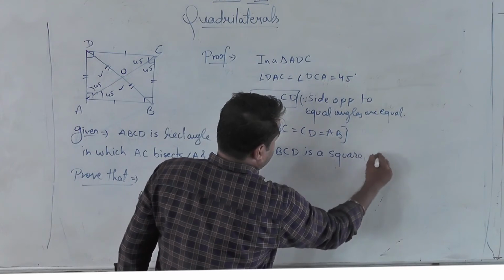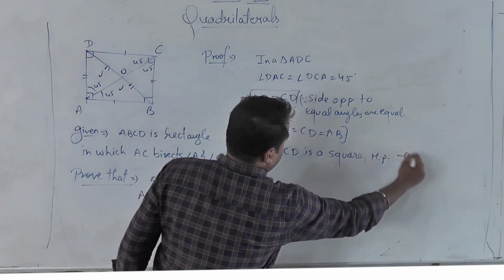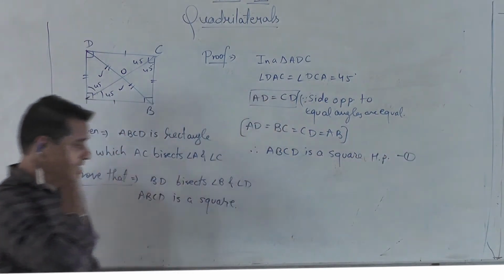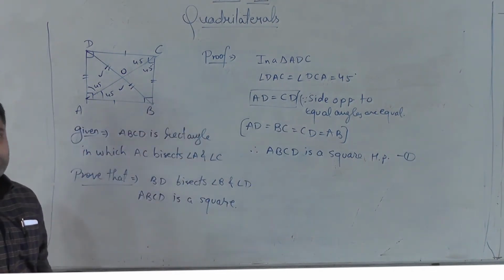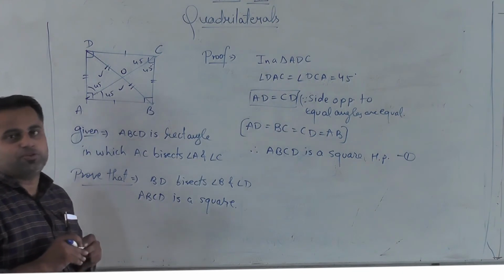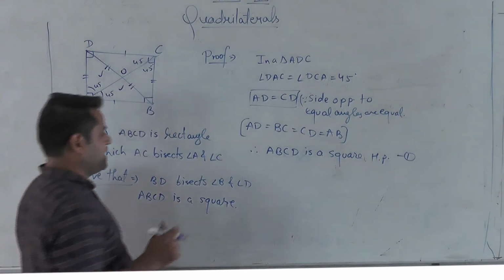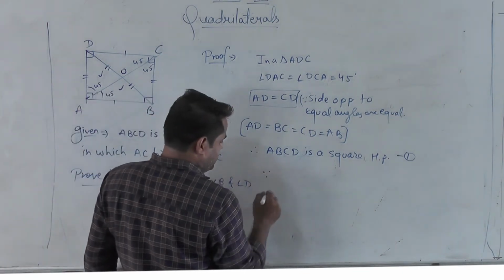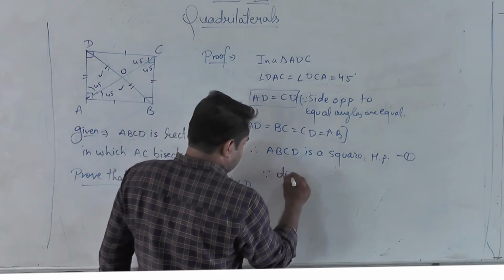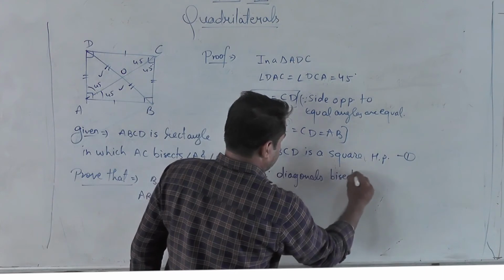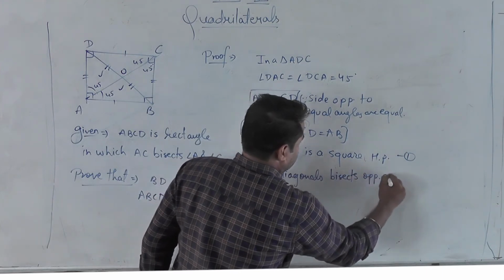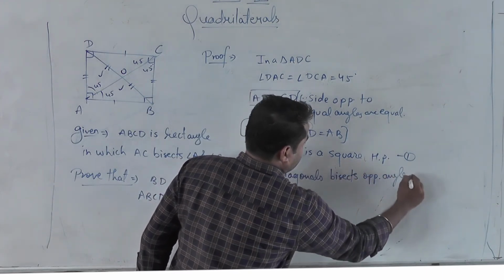Okay, this is the first proof. Now we'll move on to the other part. Since it has become a square now, the square property is that the diagonal bisects the opposite angles. So by that property, we will write that diagonals bisect opposite angles in a square.